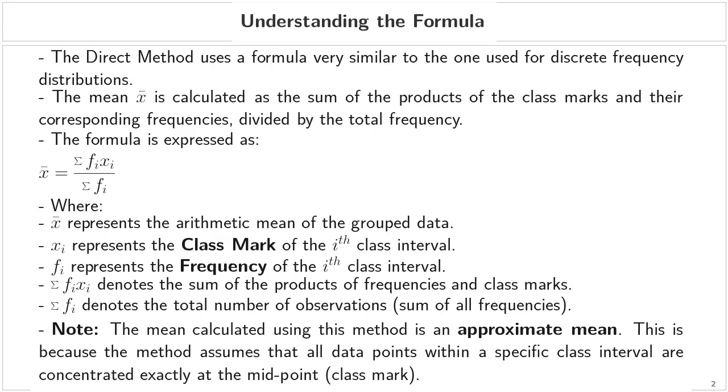Now, I want you to take note of a very important point here. The mean we calculate using this method is actually an approximate mean. It isn't perfectly exact. This is because, in our calculation, we are making a mathematical assumption that all the individual data points hidden within a specific class interval are concentrated exactly at the midpoint, or the class mark. As we move into the next slide, I will show you the systematic steps you need to follow to apply this formula correctly.